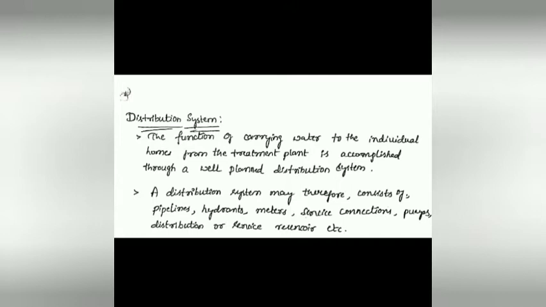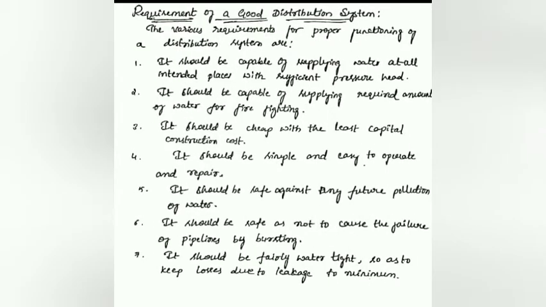But in between, not only pipelines are given. Wherever necessary, valves will be given, hydrants will be given, and meters are connected to each of the houses. Wherever sufficient pressure is not available, pumps will be provided when gravity flow is not possible. These are the things associated with the distribution system. Let us study in detail the types of distribution system and the requirements of a good distribution system.